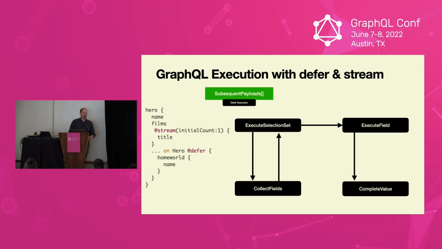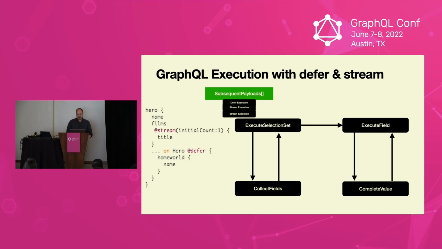But complete value is on the lookout now for any list fields that have the stream directive. So if it does find a list field with a stream directive, it's going to proceed normally, completing the value for each list item up until it gets the index where the initial count index that's specified in the directive. And at that point, it'll fork execution again and push that execution branch to subsequent payloads. And the items that were completed before the initial count get returned back to execute field, and each item after the initial count has its own payload.